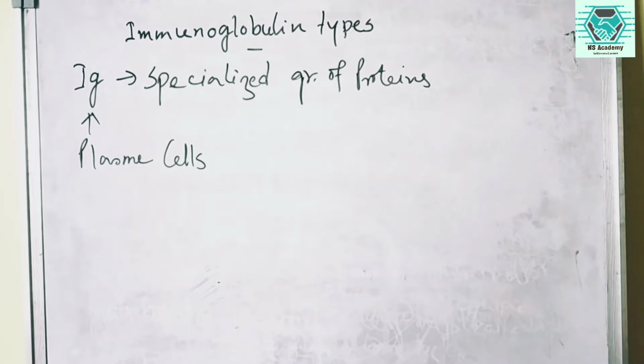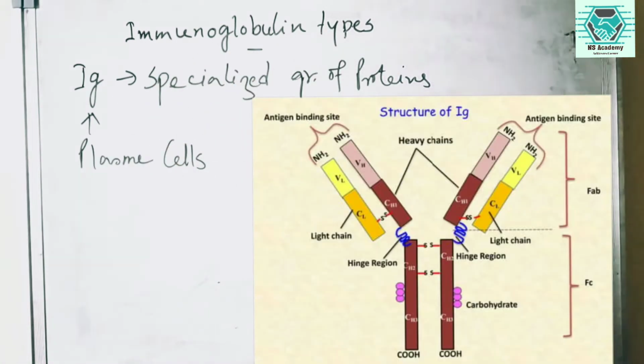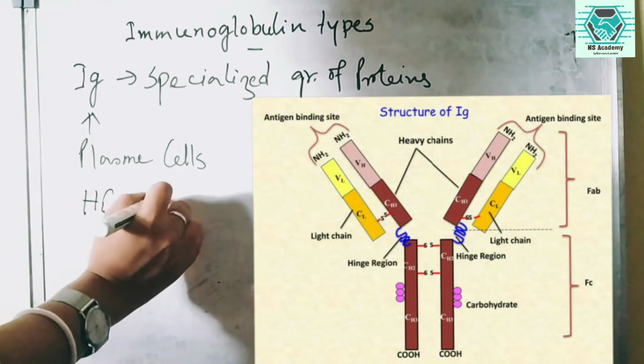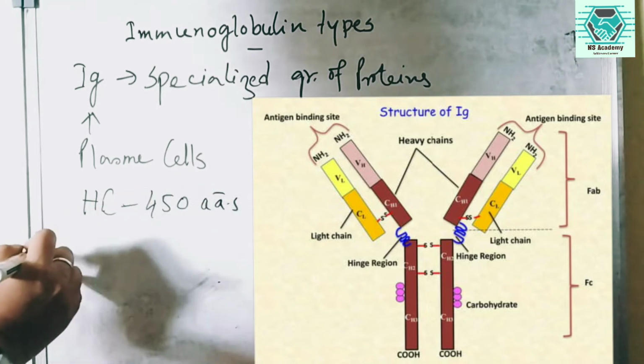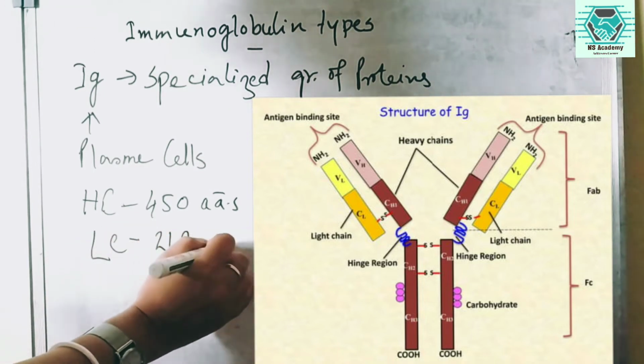In the structure of immunoglobulins, we have seen two identical heavy chains and two identical light chains. I will remind you of the structure again. In the diagram we can see the structural representation: two heavy chains and two light chains, which are held together by disulfide linkages, both interchain and intrachain. Each heavy chain contains 450 amino acids, whereas the light chain contains 212 amino acids.